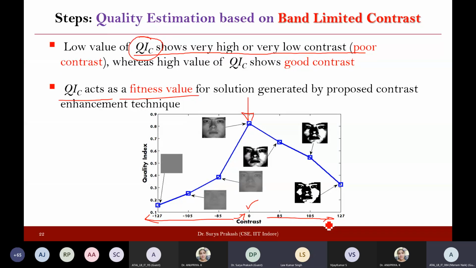Is that okay? I mean, okay. So what you are saying is correct, but we have rescaled the value so that the range looks like this, so that the ideal is at the middle, 0. Okay. Okay, sir.